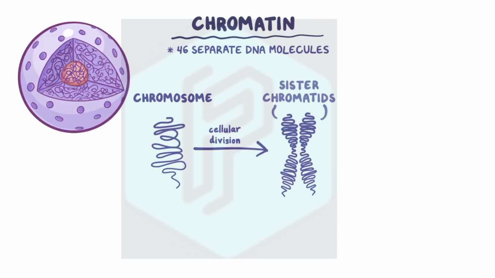So while there's still 46 of them, they're made out of 2 chromatids each, and take on that familiar X shape. The 2 sister chromatids are identical to each other and to the original genetic template, and they join together in the center in a region called the centromere. But they still make up a single chromosome.